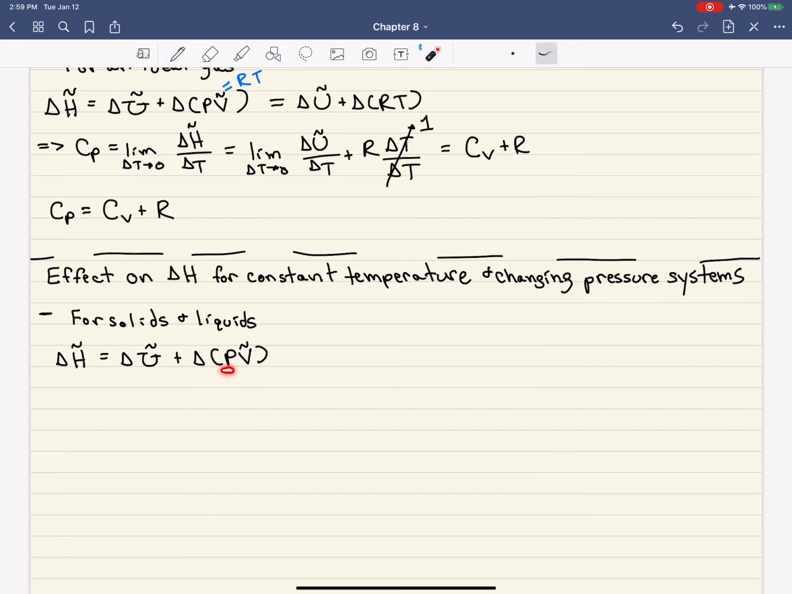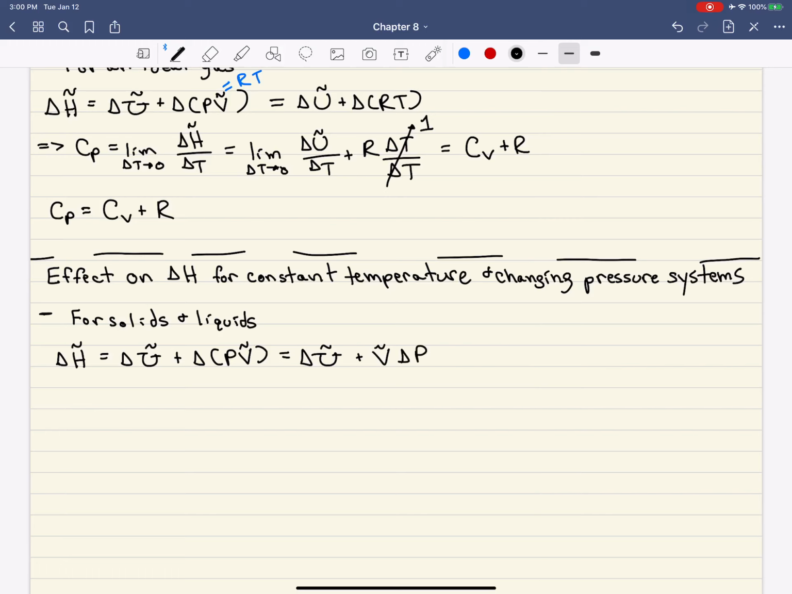So this thing is not constant. But what is constant is the V squiggly. That's because since we're dealing with solids and liquids, we're dealing with incompressible states of matter. So their molar volumes will not change. So we can pull out the V squiggly, and we have delta P.